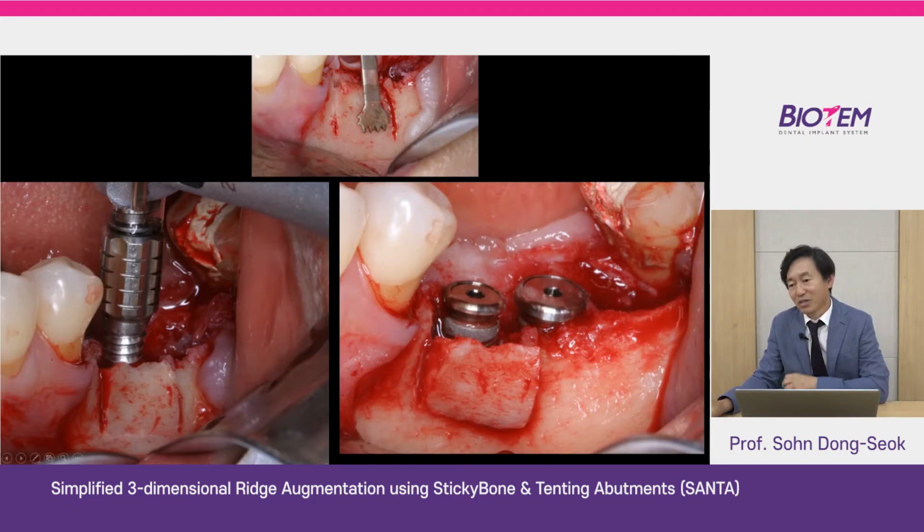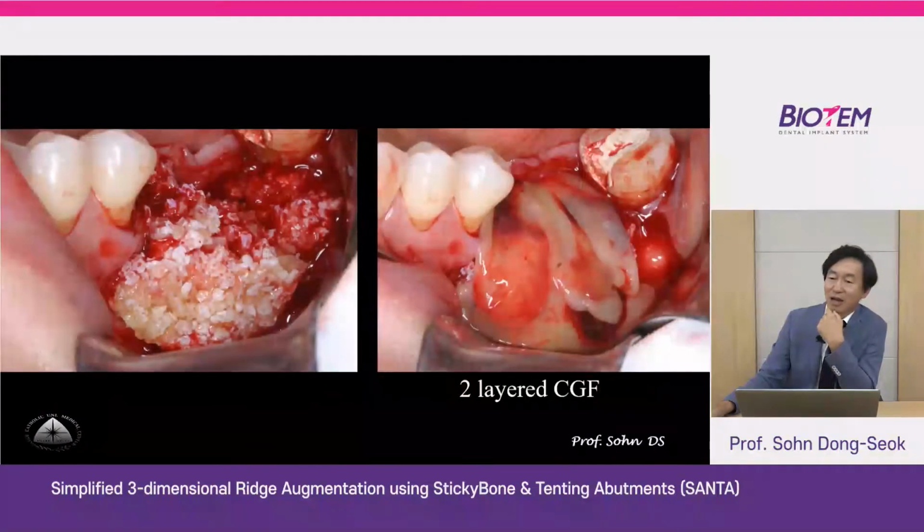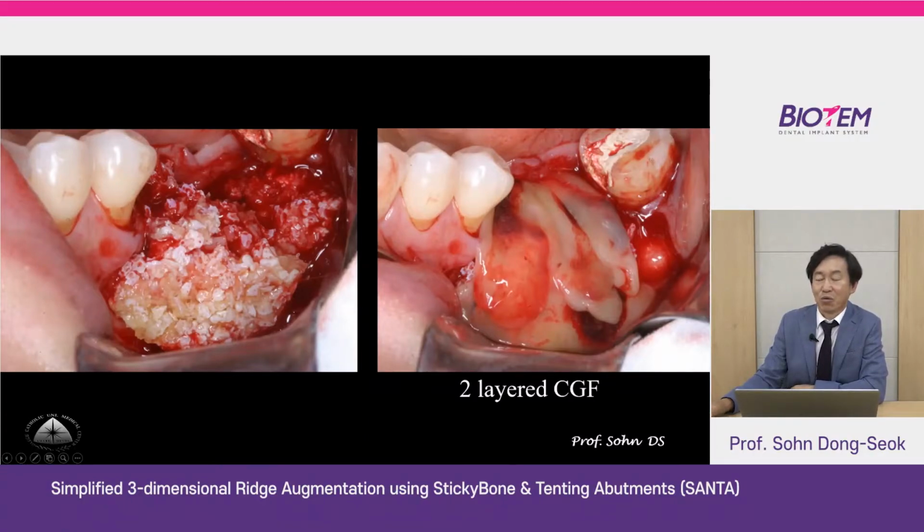To support the augmented bone graft coronally, the 2 mm high tenting abutment was placed at the same time. Sticky bovine bone was placed over the defect, and a 2 or 3 layer CGF membrane was placed over the bone graft instead of using a collagen membrane.